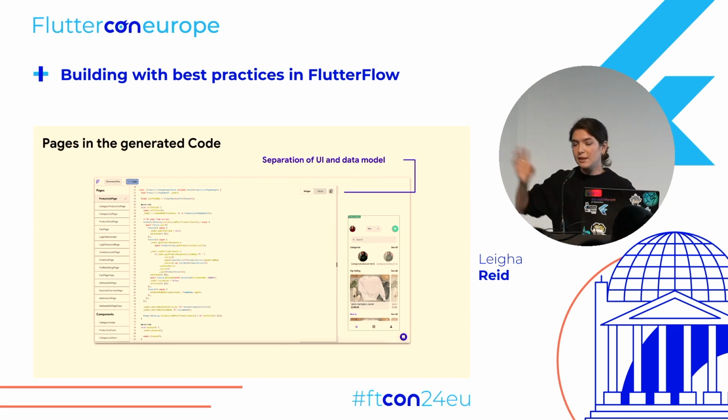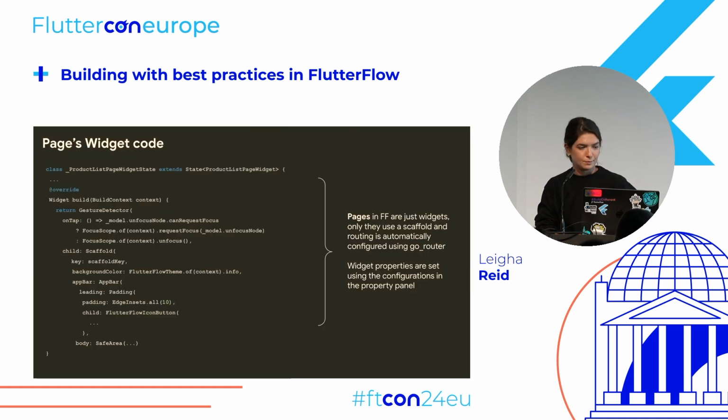And if I peek open the generated code, I can see that I have this separation of my UI layer and my data model layer. So before I was talking a little bit about what it means to have different layers of abstraction. And of course, our goal is to try to take care of things that are somewhat annoying or that you don't want to have to set up on your own. So when I create a page in FlutterFlow, the generated code is actually going to have a lot of stuff going on that I didn't have to worry about.